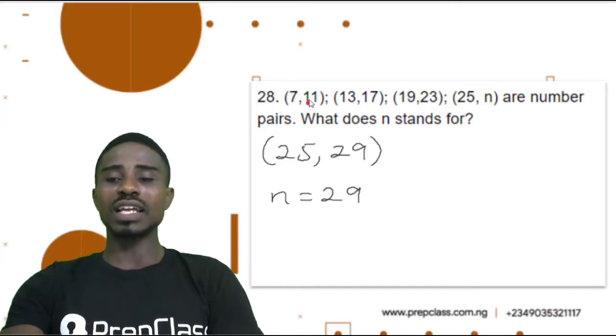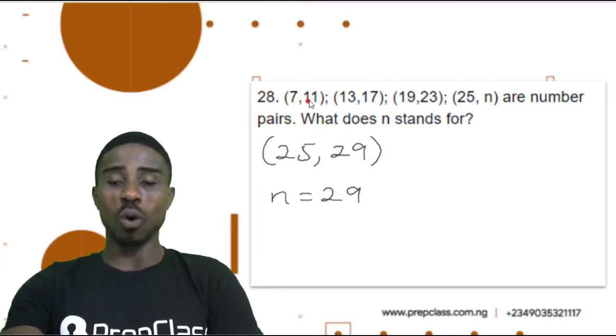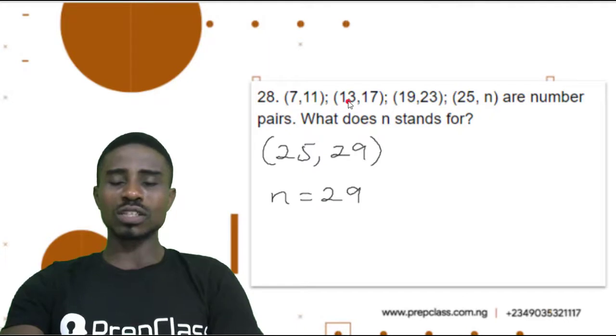So 7 and 11. What's the difference between 7 and 11? The difference is actually 4. 7, then we count 8, 9, 10, 11. So the difference between 7 and 11 is 4. We'll take note of that. Does that also apply here? What's the difference between 13 and 17? It is also 4, because 13 plus 4 will give us 17.